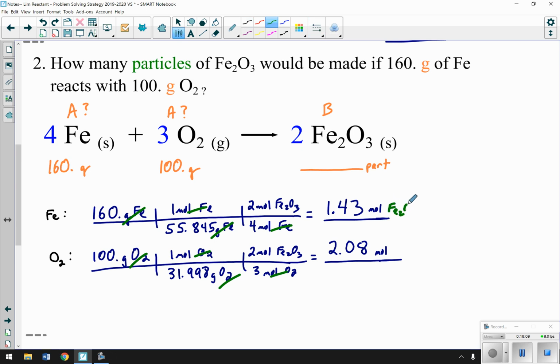Fe2O3, and it would be 2.08 moles of Fe2O3. Sorry about that, guys. So correct that in your notes.